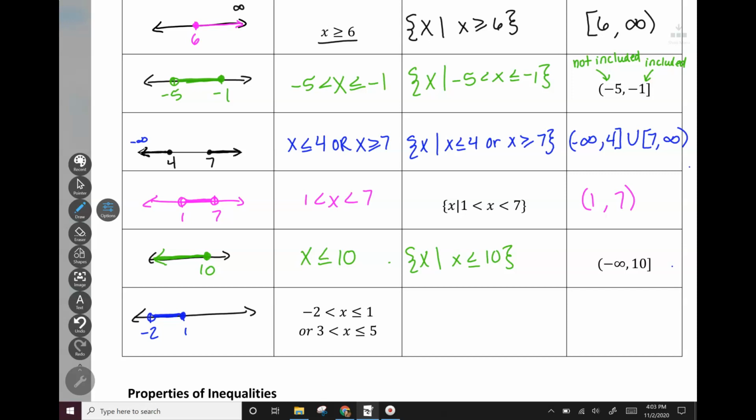Or x is greater than 3, so here's 3, greater than, so open circle, or and then less than or equal to 5. Okay, so we got two different shaded parts on that one.